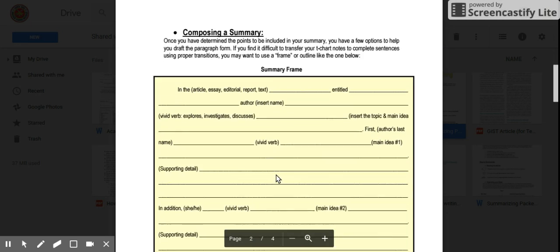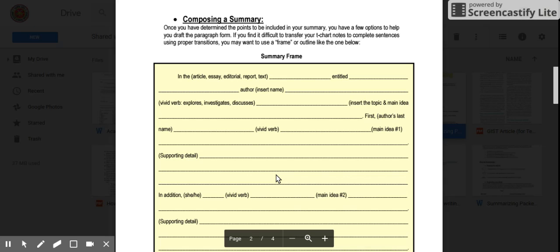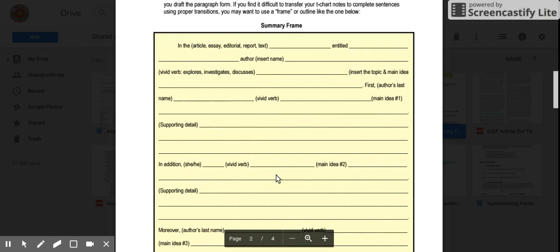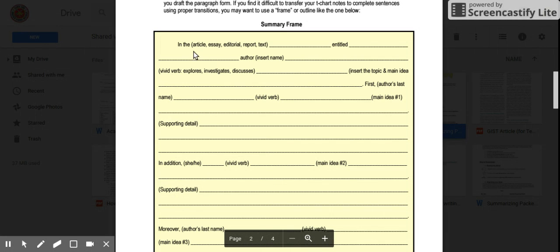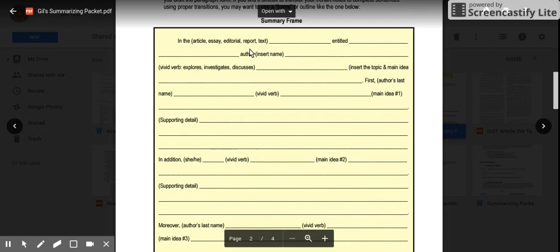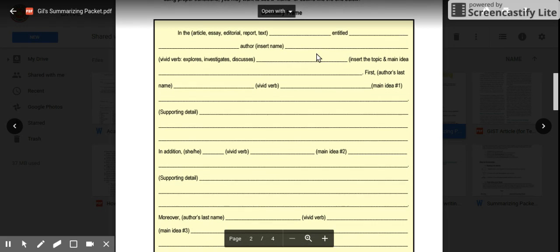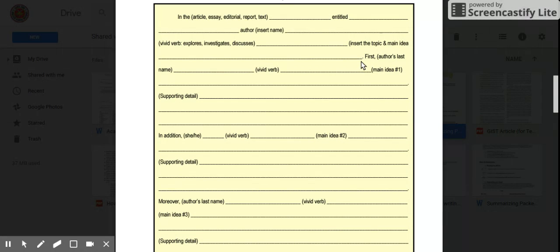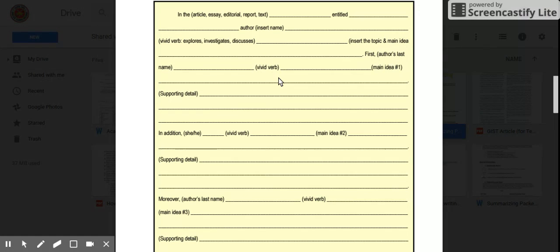Here is where you're going to be applying that T-chart. So on this document, it gives you a summary frame that can help you to transfer these T-chart notes into this frame. So you can see that it has things like in this article, or you pick what kind of thing you read. We read an article, the title, the author. It's telling you transition words such as first. It's showing you where to input verbs, and I'll show you a list of verbs right now.